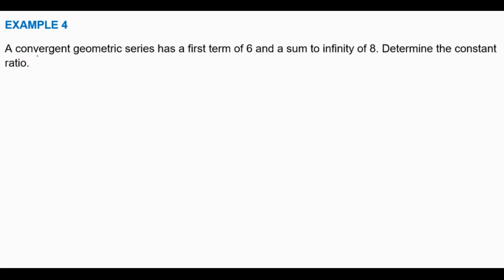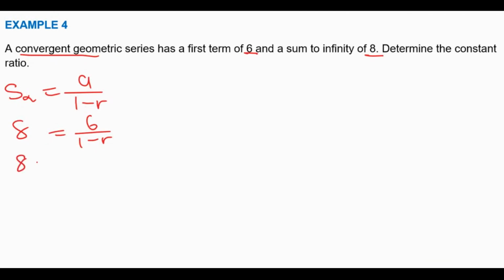Example 4. A convergent geometric series has a first term of 6 and sum to infinity of 8. Determine the constant ratio. We're told that it's a convergent geometric series, so sum to infinity is equal to a over 1 minus r. Sum to infinity is 8, a is 6, and we're looking for r. We multiply by 1 minus r on both sides: 8 times (1 minus r) is equal to 6. Distribute: 8 minus 8r is equal to 6.